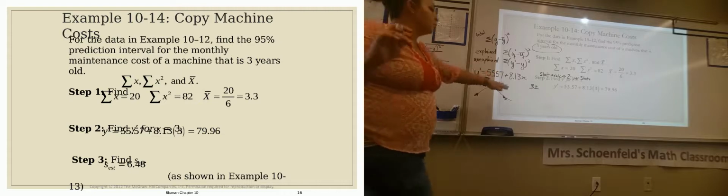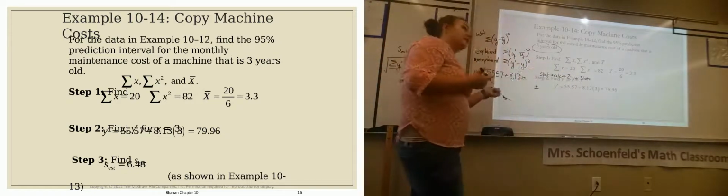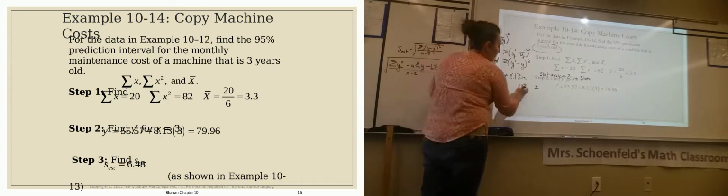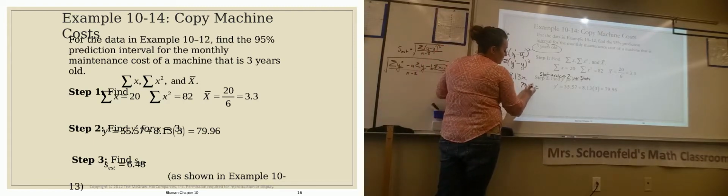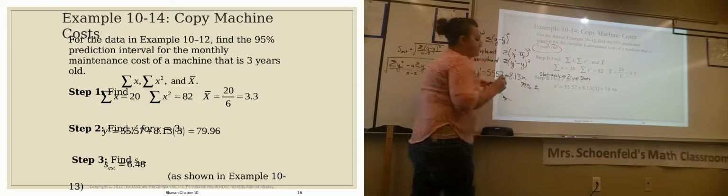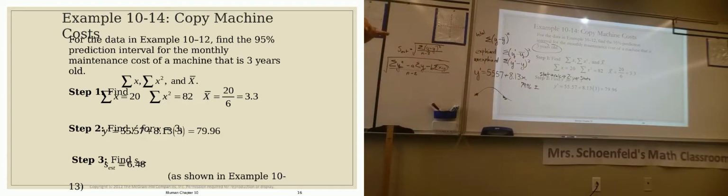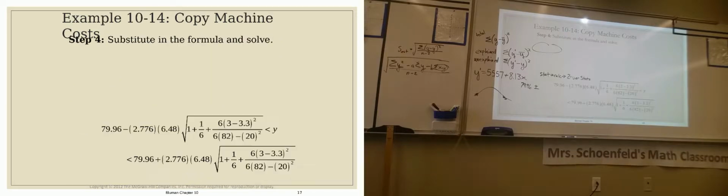Oh, whoops, I didn't actually find y prime yet. So plug 3 into the equation, and you get that 79.96 plus or minus. To find that stuff, we're just plugging in everything we know. We already found the estimate, so where does the S estimate go? Come on. Did it click for me? This is ridiculous. It is gross.